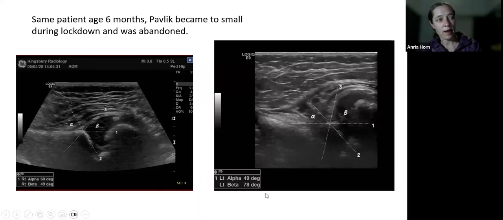But on the left, the alpha angle is still 49. This is a terrible ultrasound, by the way. It's not the correct view of the ilium, but we'll believe it anyway. And then the beta angle is now 78, which is way too high. So now what? Now we've got a 6-month-old with a corrected right hip, but a very pathological left hip. So what are your options now?